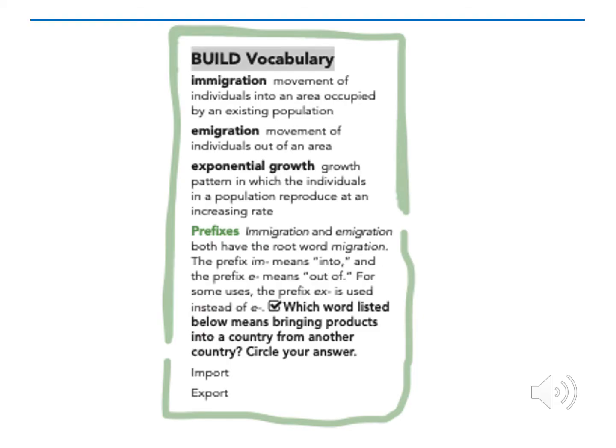Here are 3 more vocabulary words to learn. Immigration is the movement of individuals into an area occupied by an existing population. Emigration is the movement of individuals out of an area. Exponential growth is a growth pattern in which the individuals in a population reproduce at an increasing rate.